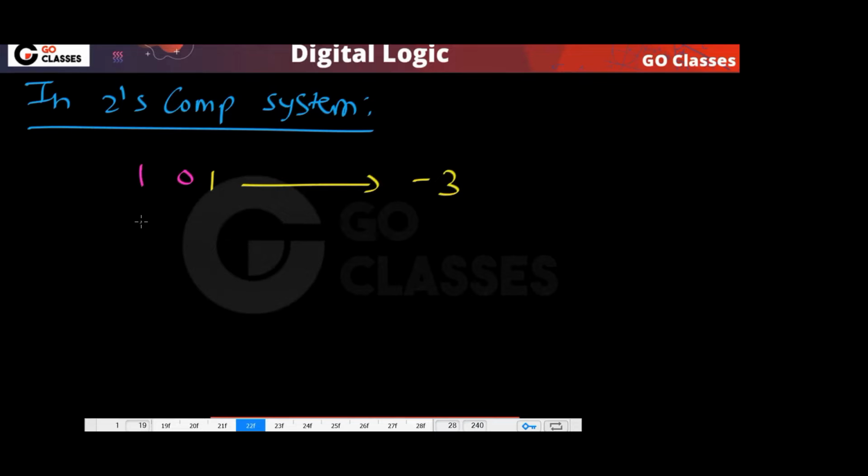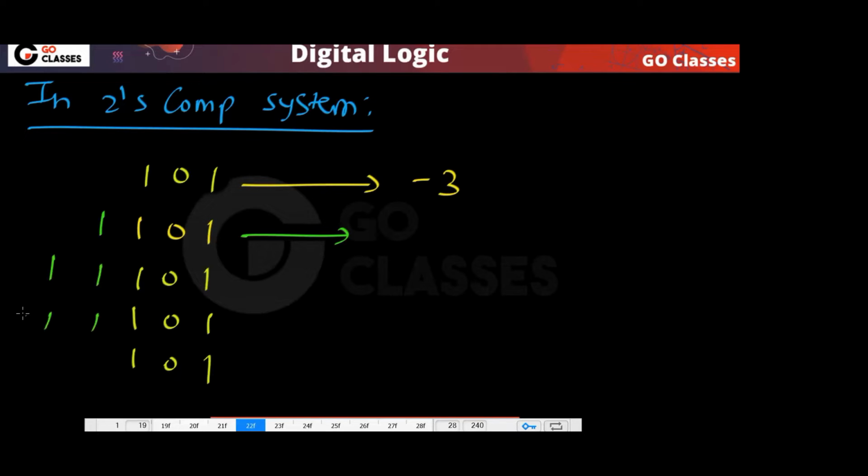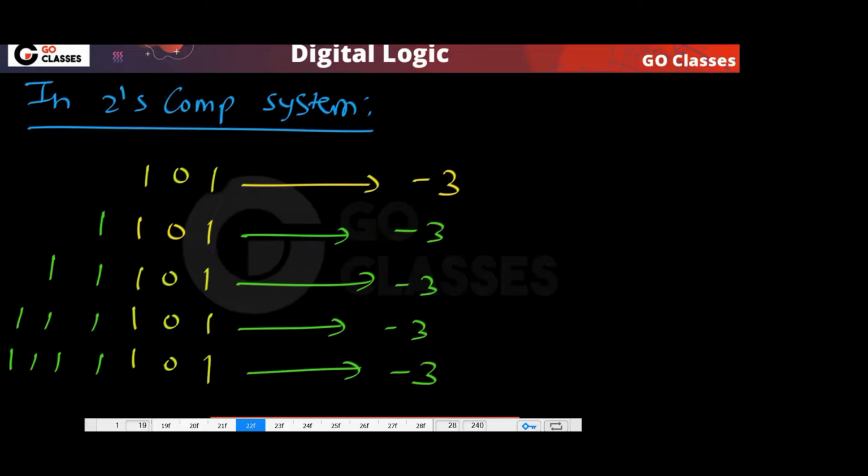Now see what I'm going to do. I am going to put one extra 1. So I already have 101. This 101 I will keep as it is, and you can notice I will put some extra ones. So tell me what all these numbers will be. You can check, all these numbers will be minus 3.